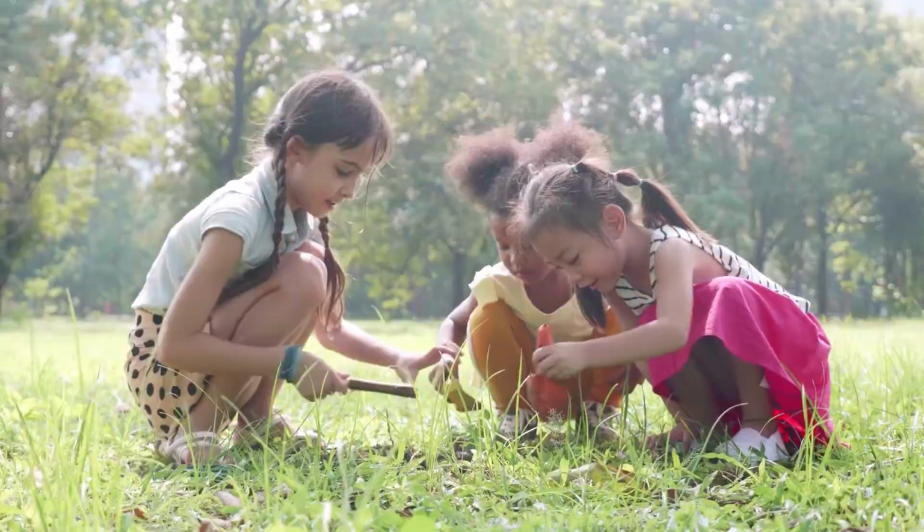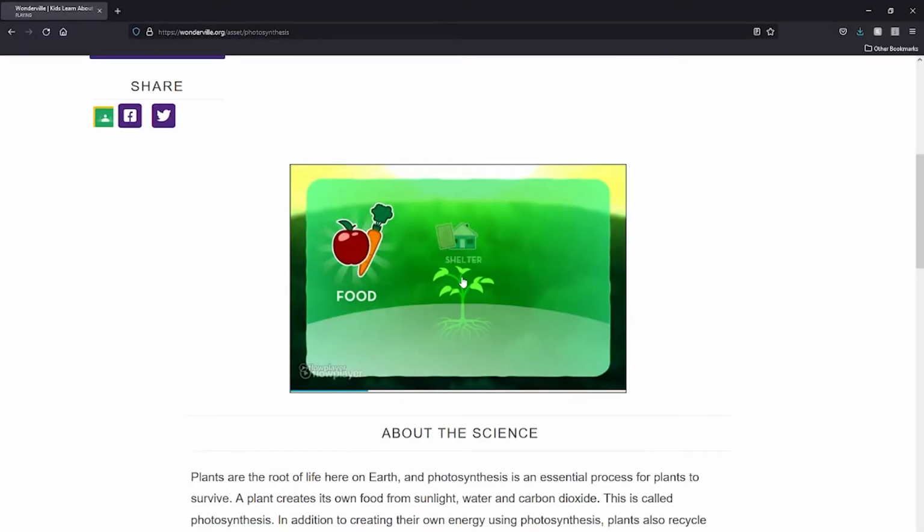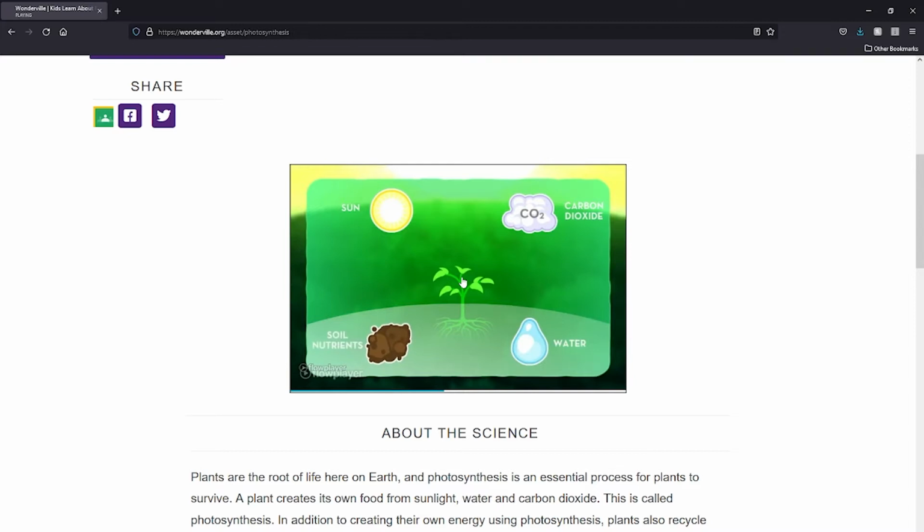Let's have a look. From a source of food, to providing materials for shelter, to providing the very air that we breathe, plants are an essential foundation of life. Most plants make their own food out of four simple ingredients: sunshine, carbon dioxide, water, and soil nutrients. Plants make their own food through a process called photosynthesis.